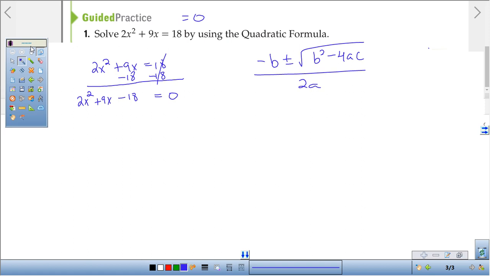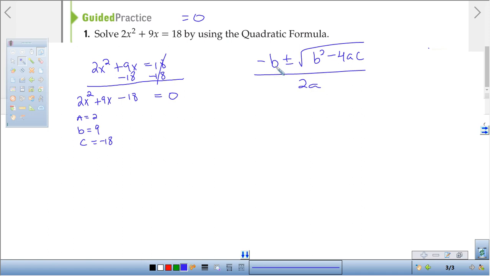Do I try something cool or not? What do y'all think? So, you know what? No, it's not going to work. Okay, so make sure you identify A is going to be 2, B is going to be 9, and C is going to be negative 18. Y'all agree? A, B, C. Yeah, it works out.